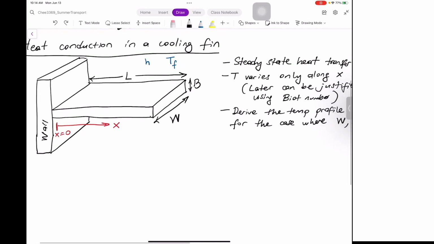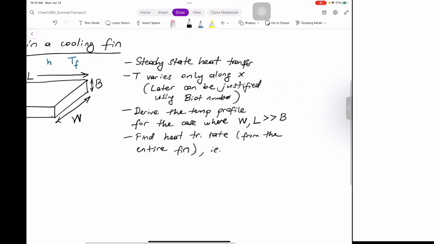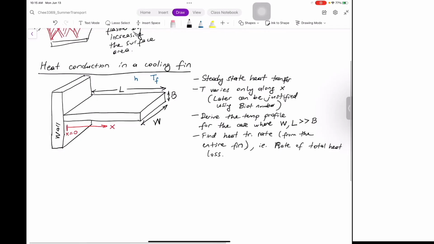So let's write it. Find the heat transfer rate from the entire fin, or in other words, the total heat loss rate. Okay, so we set the stage.